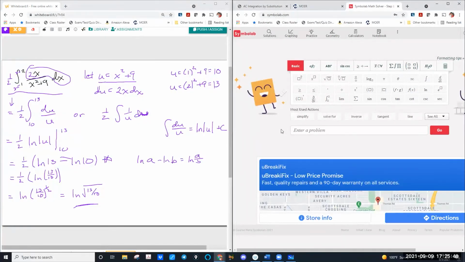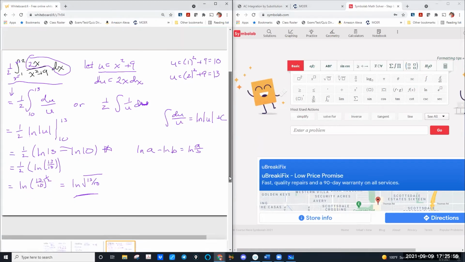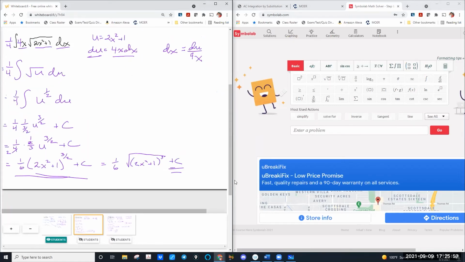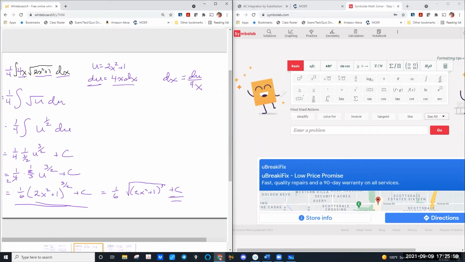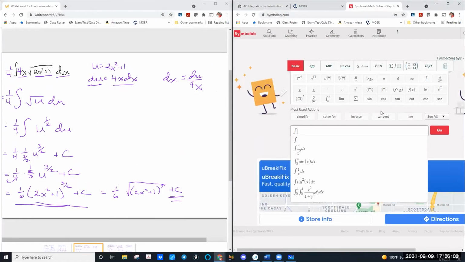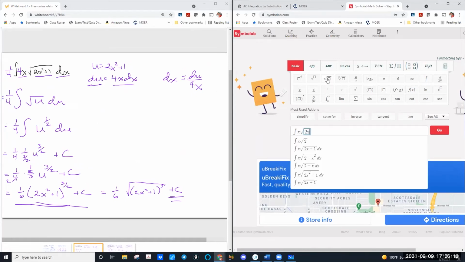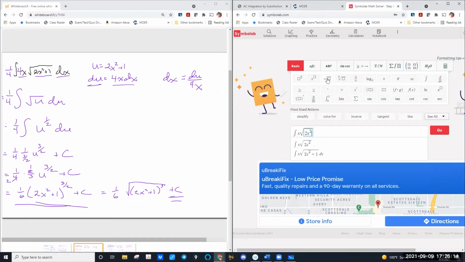Now, here's why I'm showing you this one. Notice all the math symbols. So let's go back to problem B. Let's go back to this one. All right, so we did the integral of x times the square root of 2x squared plus 1. There's our integral symbol, x, and then square root 2x squared plus 1 dx.